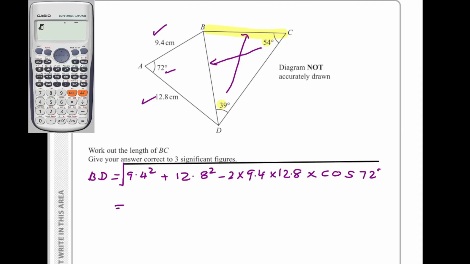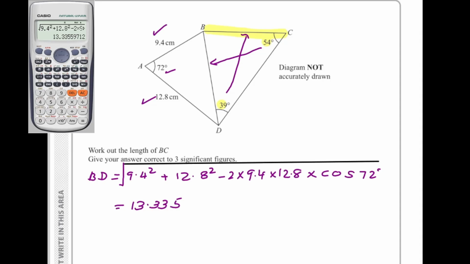Let's get what BD is using the calculator. So root of 9.4 squared plus 12.8 squared minus 2 into 9.4 times 12.8 times cos 72 equals 13.335. So it is 13.335.